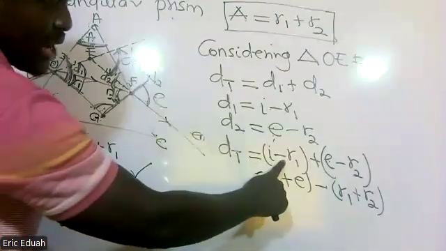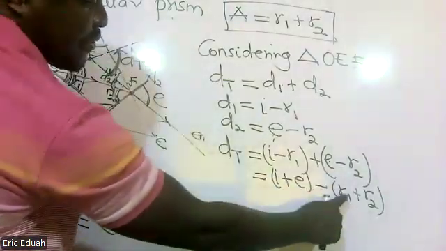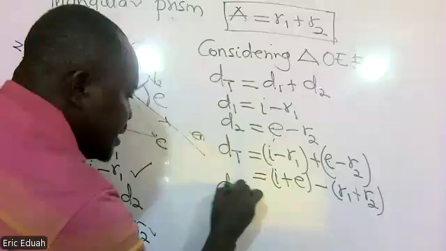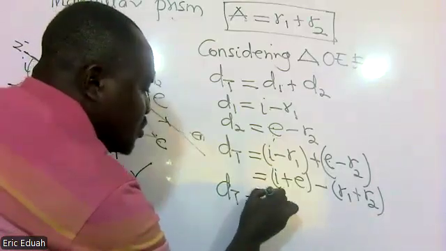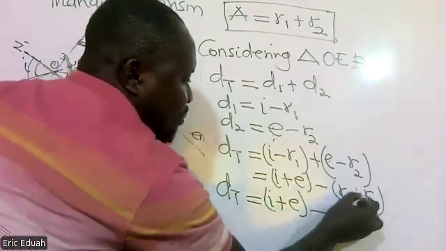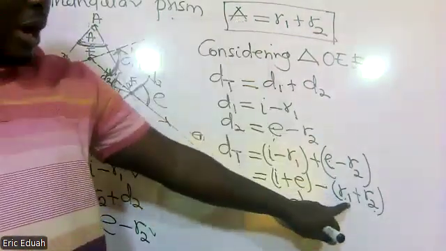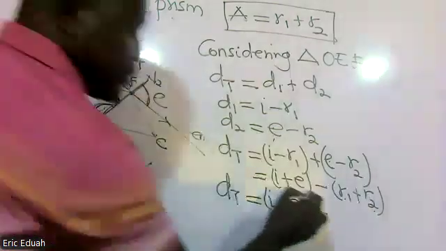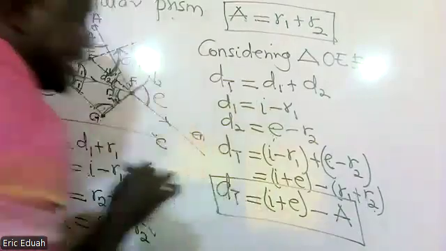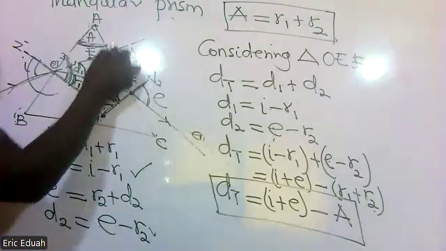Because we have minus R1 and minus R2, I'm pulling out negative, and within the bracket, I'll have R1 plus R2. So D total is equal to I plus E minus R1 plus R2, which is equal to A, the angle of the prism. So in place of R1 plus R2, let's substitute A. This is another important relation to use in calculating for the total deviation.